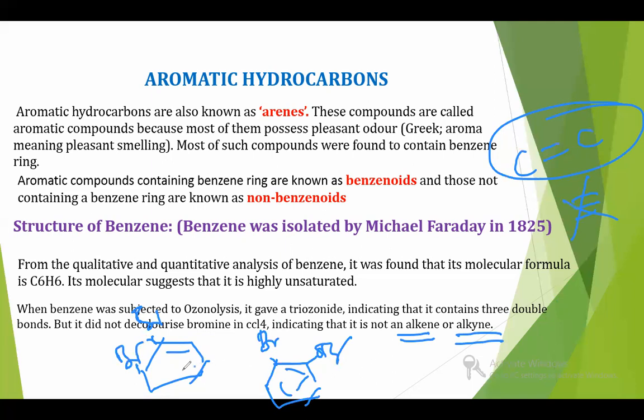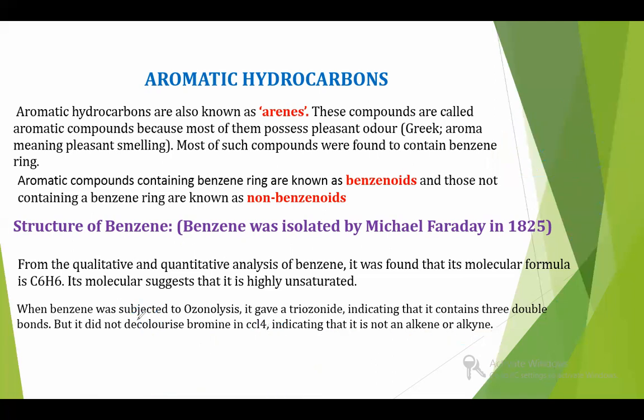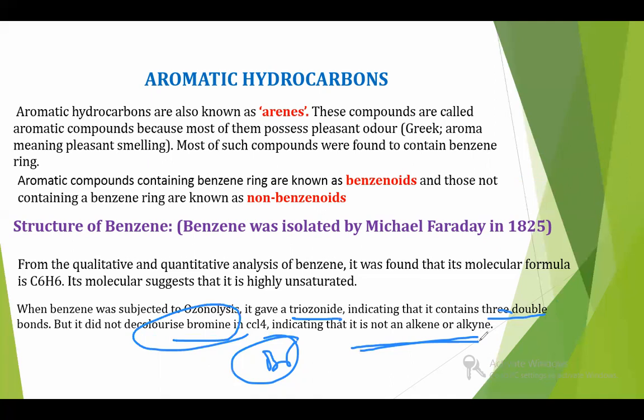So with the presence of a double bond as well as in its absence, addition of bromine takes place. With ozonolysis, treating with ozone, we come to know that it forms a triozonide. It indicates that it consists of 3 double bonds, but it fails to decolorize bromine, fails to change the brownish color into colorless, which means it doesn't consist of a triple bond. So it indicates that it is not an alkene or an alkyne. So from this basic data we come to know that it doesn't consist of a double bond as well as a triple bond.